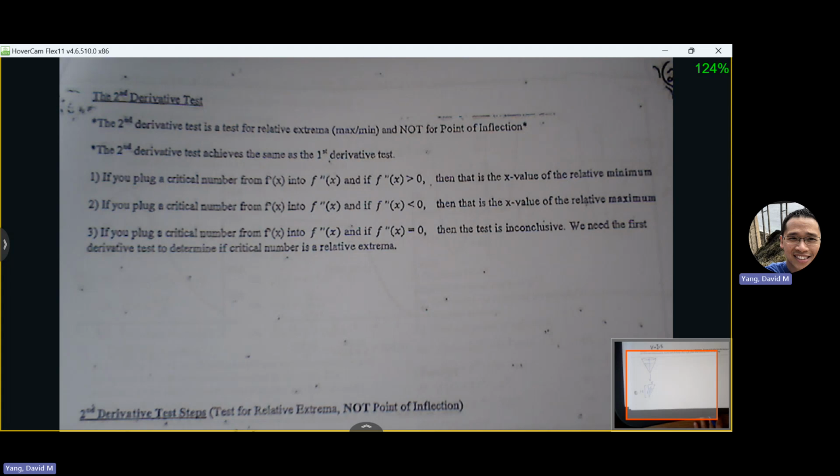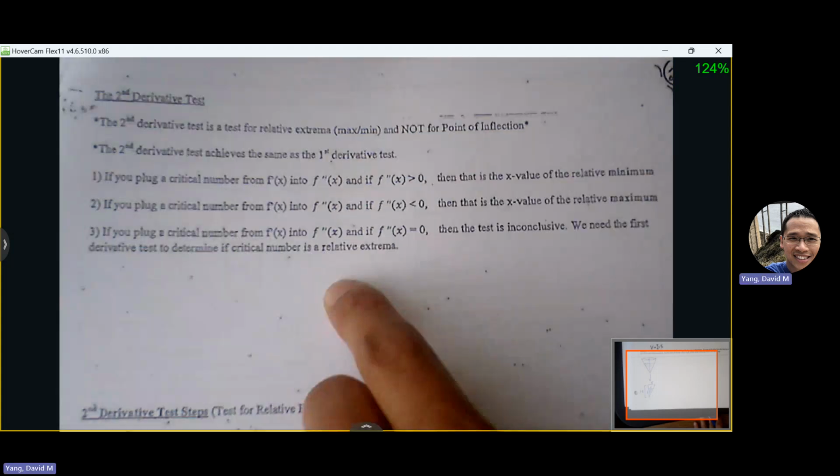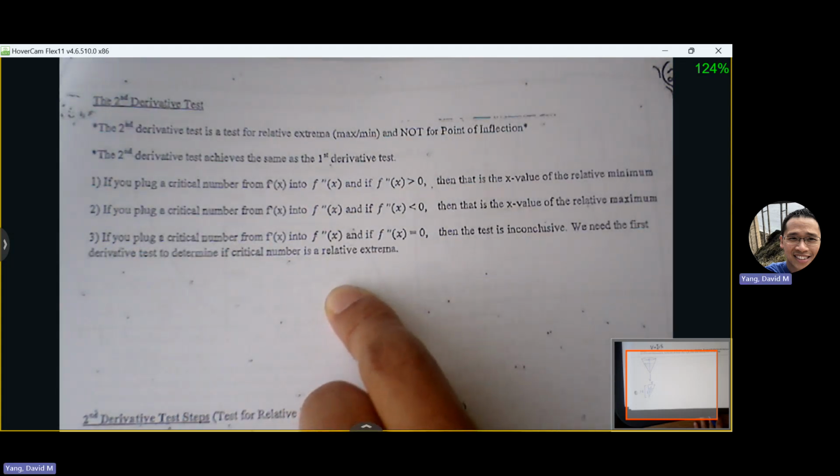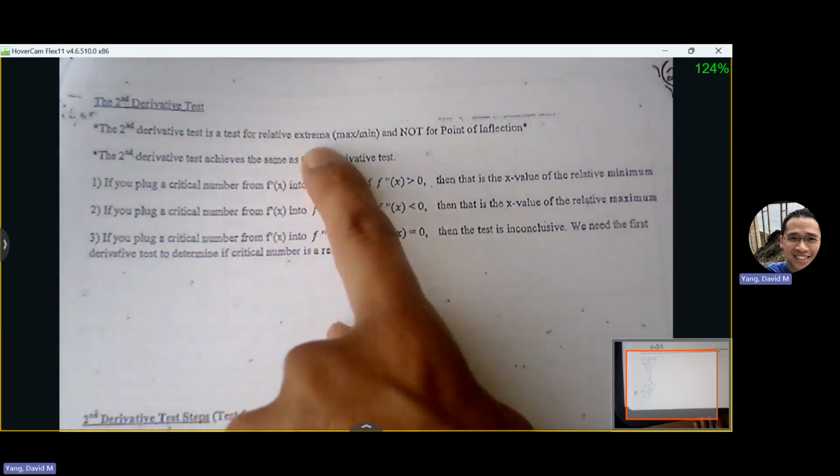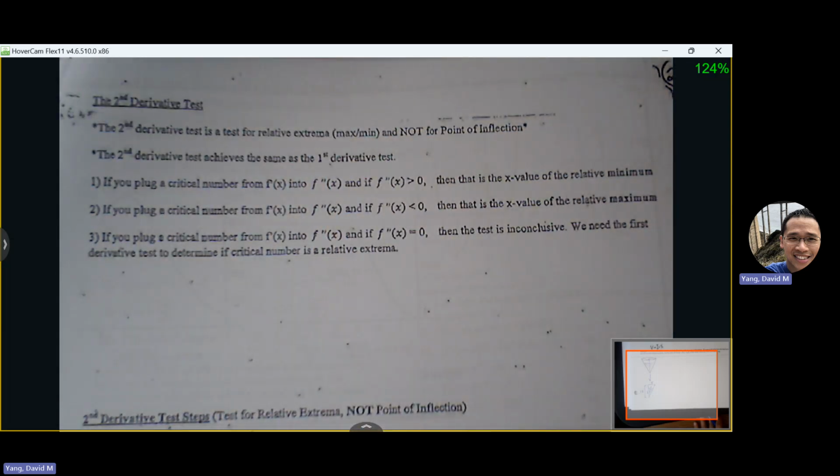But we still need to have knowledge of this because sometimes the problem on the AP exam can force you to use knowledge of the second derivative test. You don't have enough data to use the first derivative test. Good. Yes, I'm going to go over what that could look like. So again, it's a test for relative max and not a point of inflection. And it achieves the same thing as the first derivative test. So here's what I want to kind of talk about to begin with.